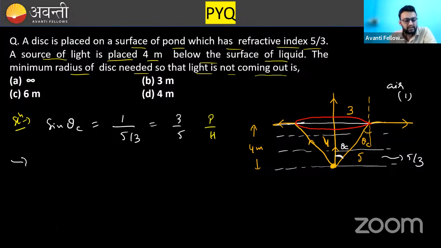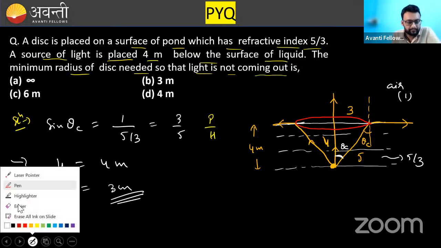Now, given situation says the base 4 is equal to 4 meter. 4 is given as 4 meter. So we have to find the radius. So radius will be 3 is equal to 3 meter. So what is the radius? Radius should be 3 meter.